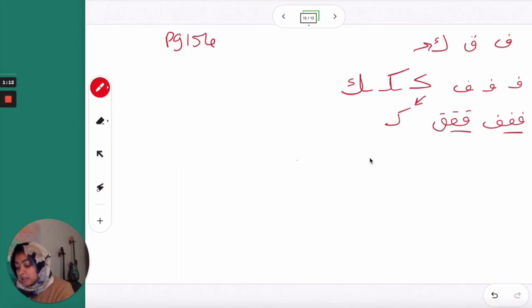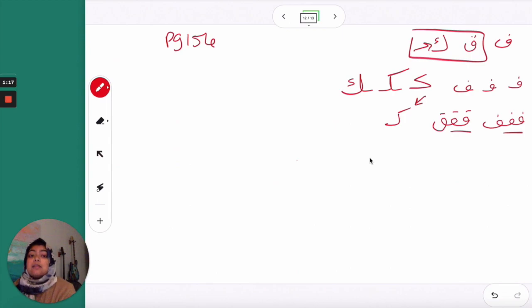Okay? And then we talked about the difference between these two letters. Remember we said qaf is a heavy letter. It's in the back of our throat. And kaf is at the roof of our mouth, which is just the same as the English K. Okay? So now we're going to move on. We're going to do the last letter that's here.